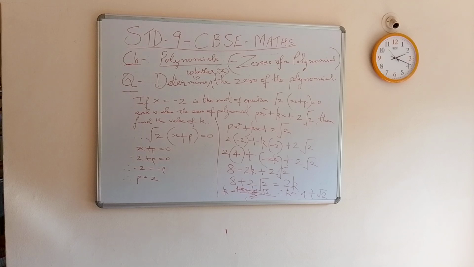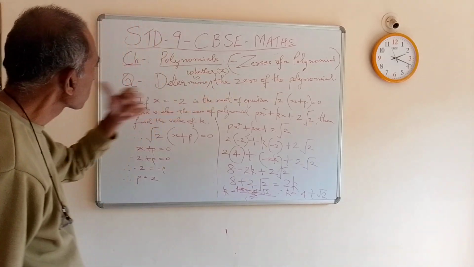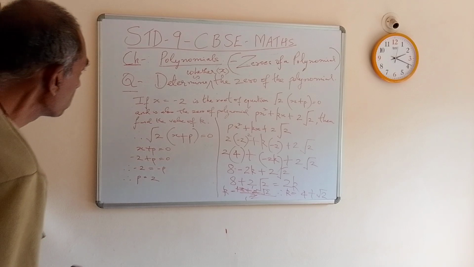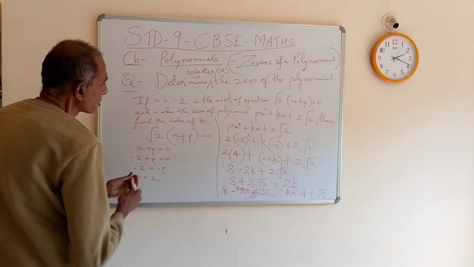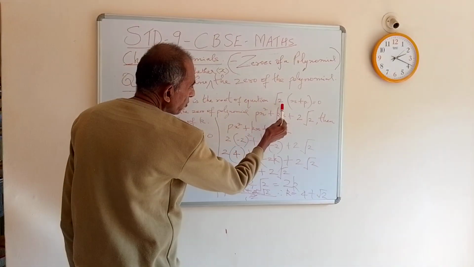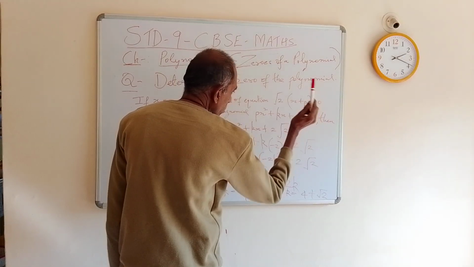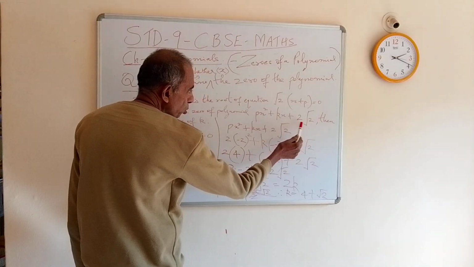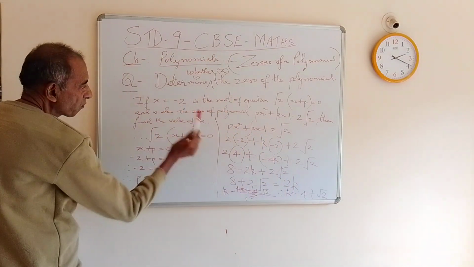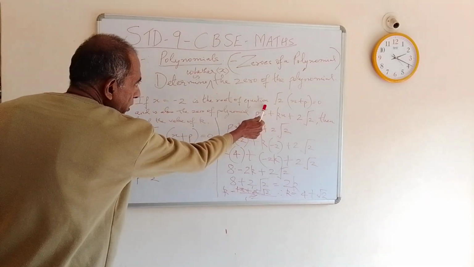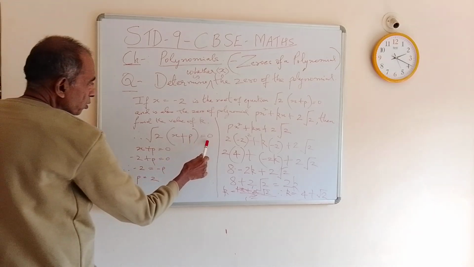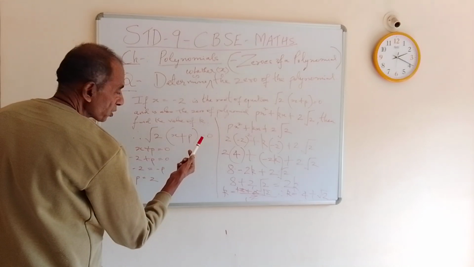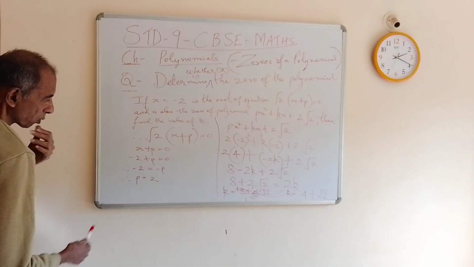Yeah. So I will explain this sum to you. What is the given sum? If x is minus 2 is the root of the equation root 2 x plus p is equal to 0 and is also the 0 of the polynomial px square plus kx plus 2 root 2, then find the value of k. So first we have taken this root 2 into bracket x plus p is equal to 0. Therefore x plus p is equal to 0 because root 2 is not equal to 0.